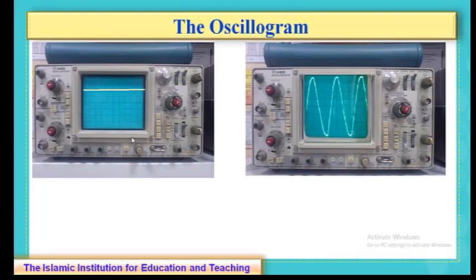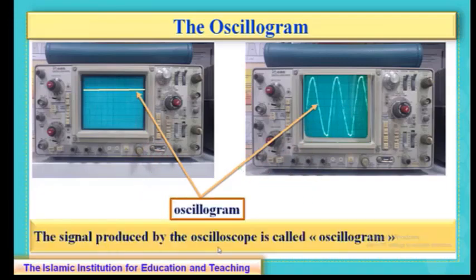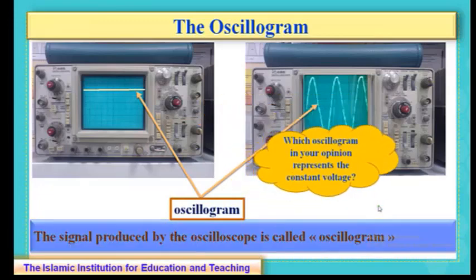We said previously that the oscilloscope allows us to see the voltage on the screen. As you see here, we have a luminous horizontal line and this one is a luminous waveform. These two signals are called oscillograms. So, the signal produced by the oscilloscope is called an oscillogram. In your opinion, which one represents the constant voltage?